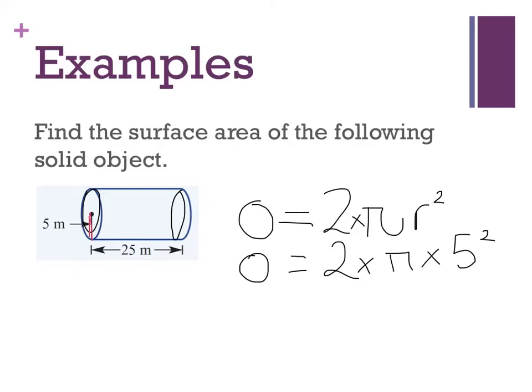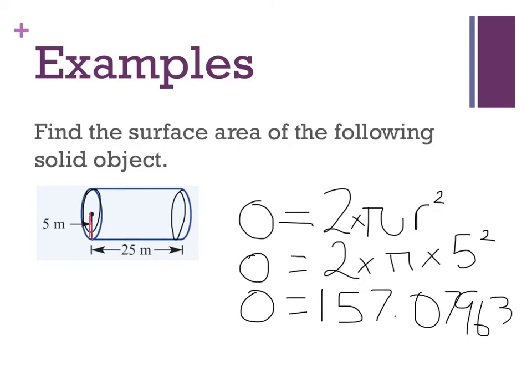So 2 times pi times 5 squared, let me just get out my calculator. I get an answer for my circles of 157.07963. I might just leave those numbers. So that is the area of both of my circles. In order to work out the area of my rectangle, I need to find out the circumference of the circle. I found out the area right now, but now I need to find out the circumference.